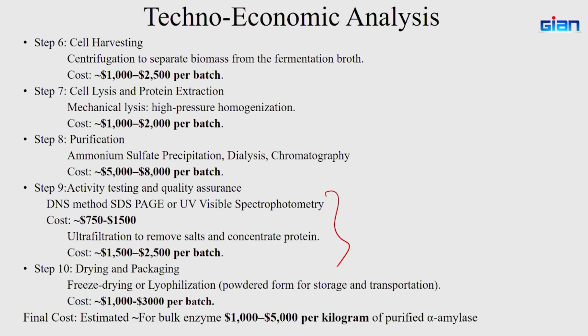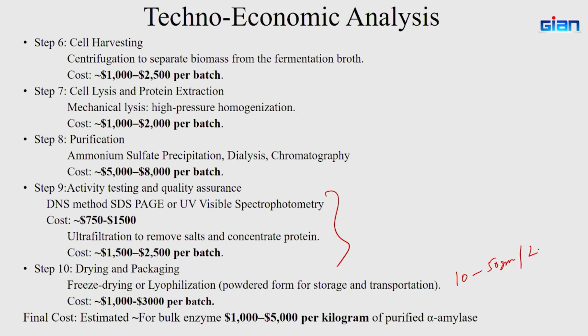So we estimated our one-time capital, including the labor, energy cost and everything. Our yield was found to be approximately 10 to 50 grams per liter. So we have to find out the exact value at which we can sell. It was found to be $1,000 to $5,000 per kilogram of the purified alpha amylase for the food grade quality.